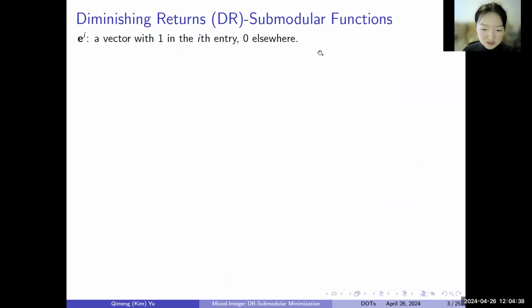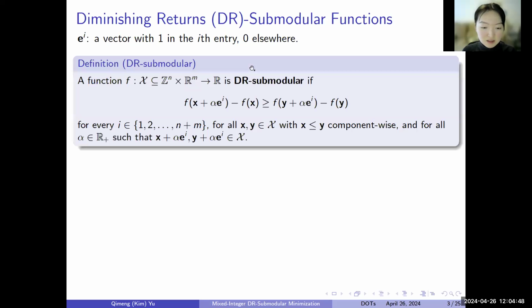Let me formally introduce the definition. I'll be using e superscript i to denote a vector with 1 in the ith entry and 0 everywhere else. We consider any function f whose domain is in Z^n × R^m. In other words, it takes in arguments with some general integer variables and some purely continuous entries. Purely integer or purely continuous ones work fine too.